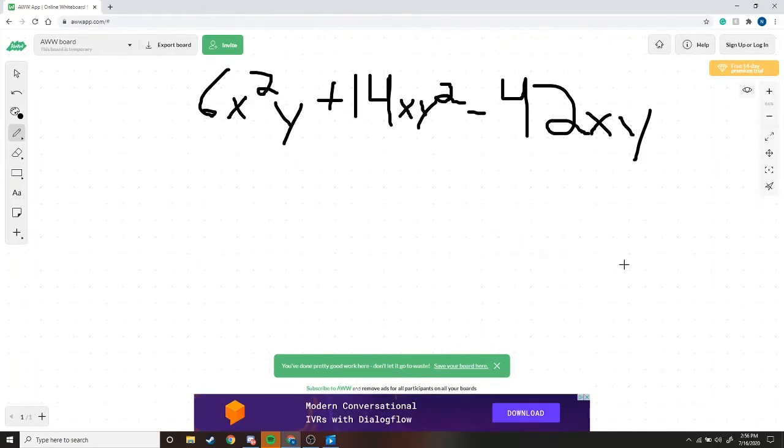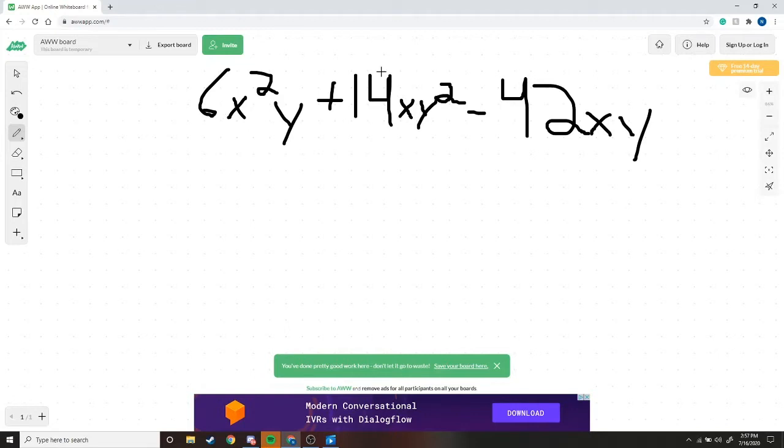Our next equation is 6x squared y plus 14xy squared minus 42xy. At first, this may seem complicated, but if you stick to the basics, it really isn't. Here, we can see that we have two variables, and we also have constants. So first, let's find the GCF for the constants. Here we can see that we have 6, 14, and 42.